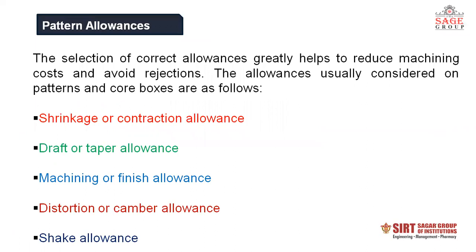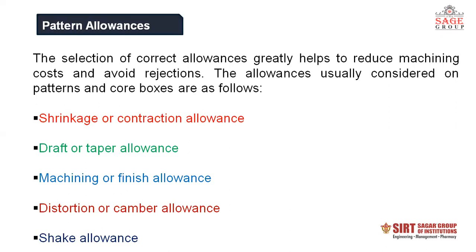There are many pattern allowances that are incorporated in a casting to make a defect-free, dimensionally accurate casting. So when we talk about pattern, one of the most important pattern allowances is the shrinkage or contraction allowance, because when we pour the metal in a casting mold cavity, it is in a liquid state. So when the phase changes from liquid to solid, shrinkage is an obvious phenomenon.